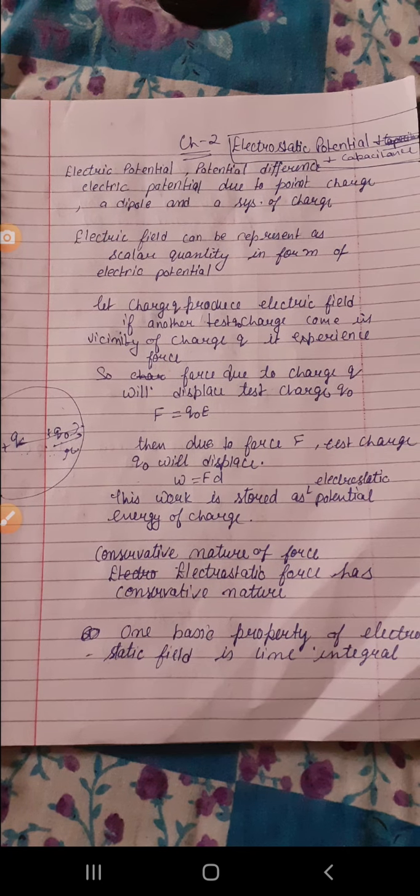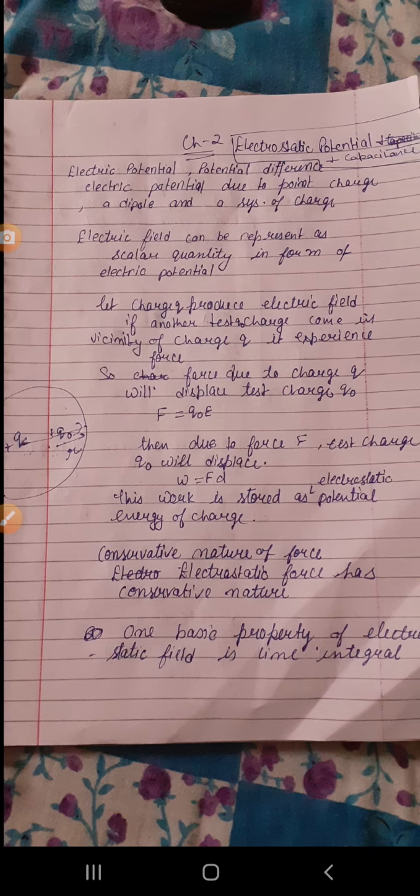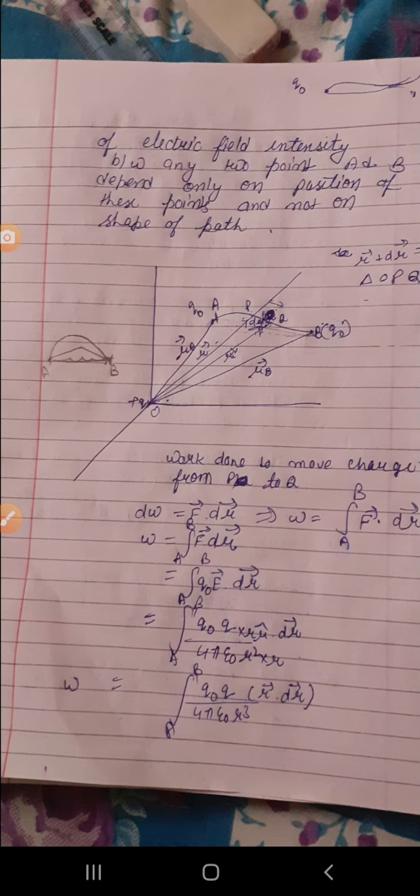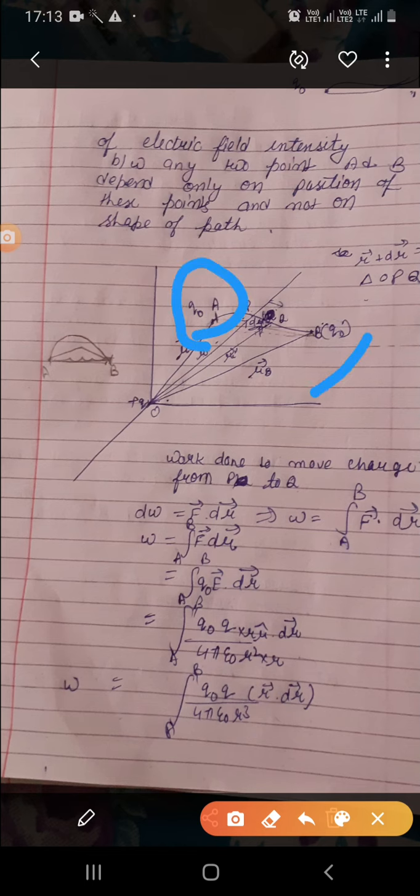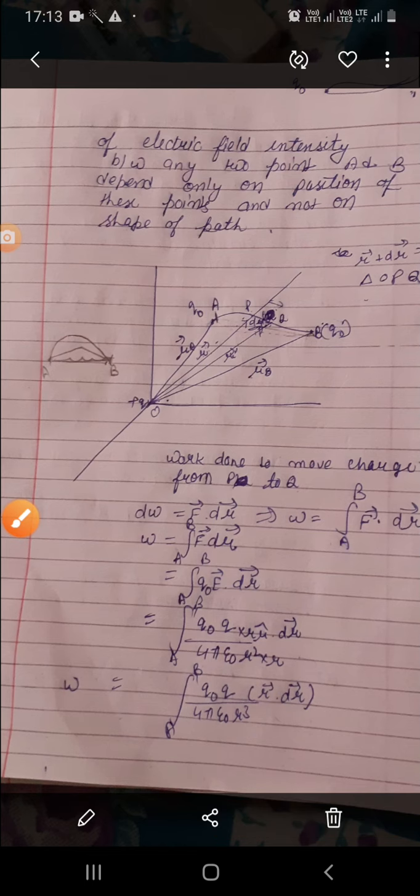Now, to prove the conservative nature of the force, we will discuss one basic property of the electrostatic field: the line integral of electric field intensity between any two points A and B. It will depend only on the initial and final position, not on the intermediate path between A and B. Suppose a test charge experiences a force and is displaced from A to B. Let at any point P, when the test charge is at P, the distance from charge Q be R, and when it moves from P to Q, it covers distance dr, and O to Q is R dash.